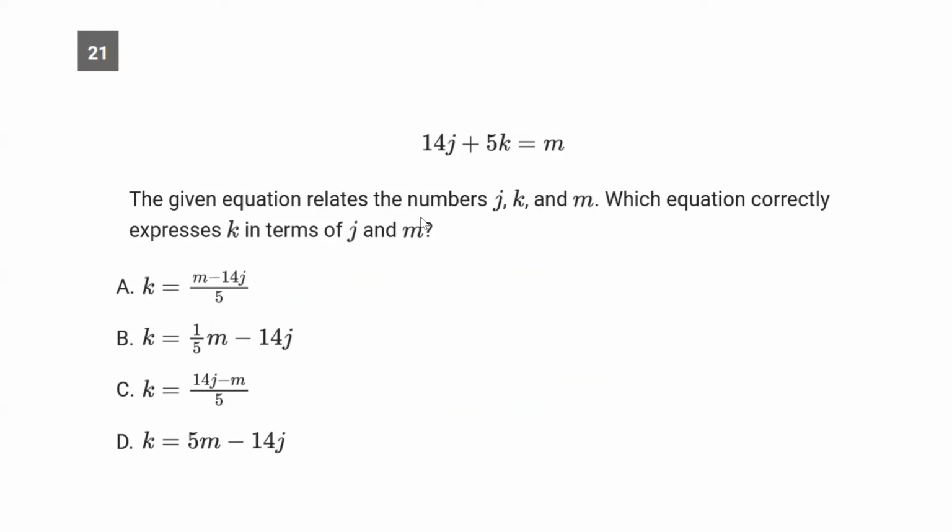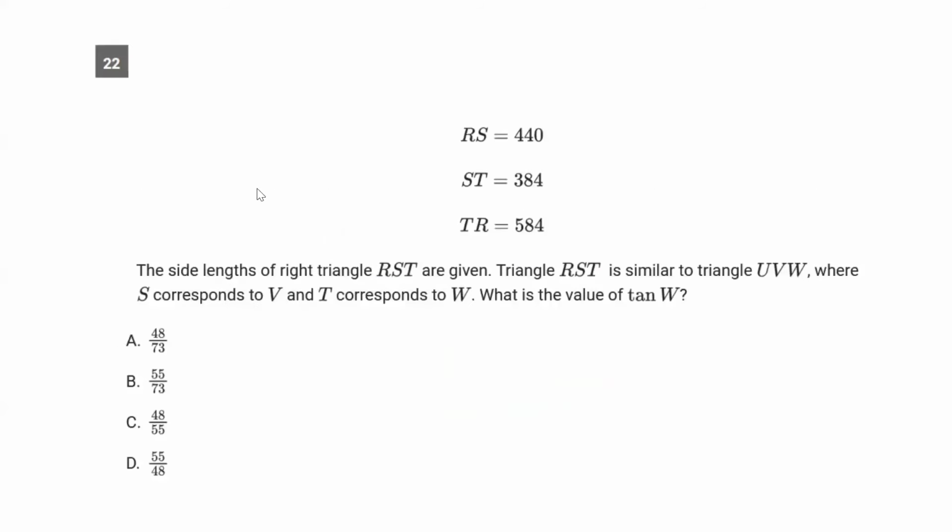Okay. And now we'll go to the last one in Math Module 2A. The side lengths of right triangle RST are given. Triangle RST is similar to triangle UVW, where S corresponds to V and T corresponds to W. What is the value of tan W?